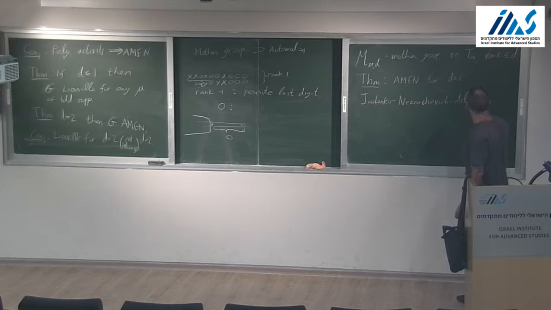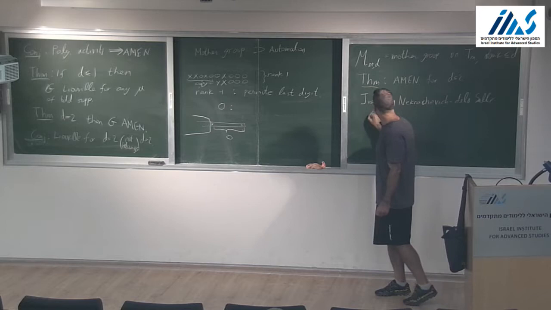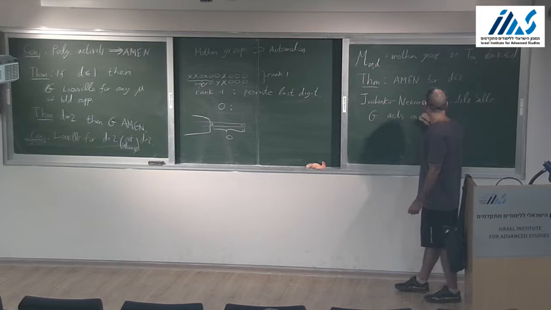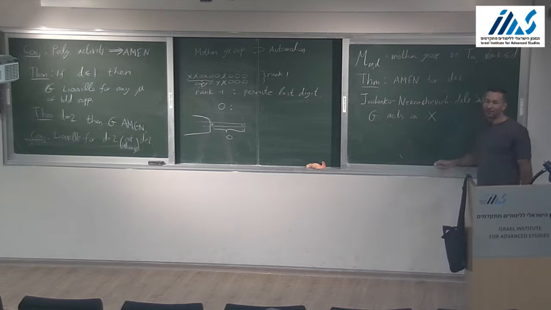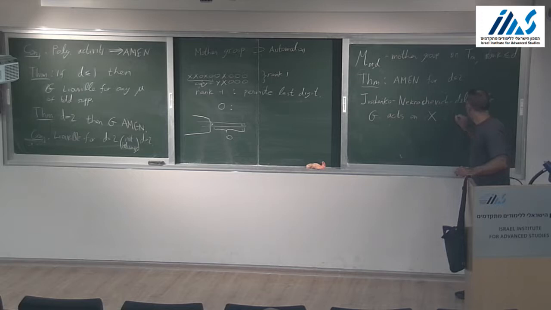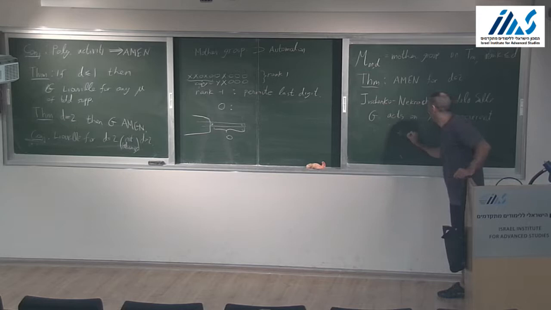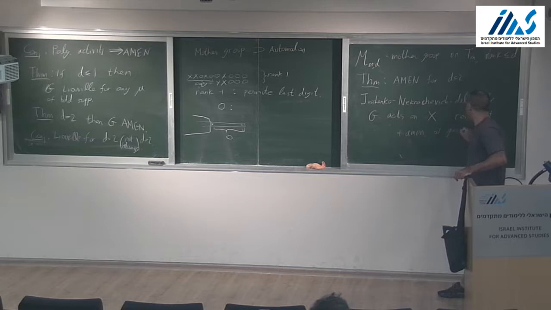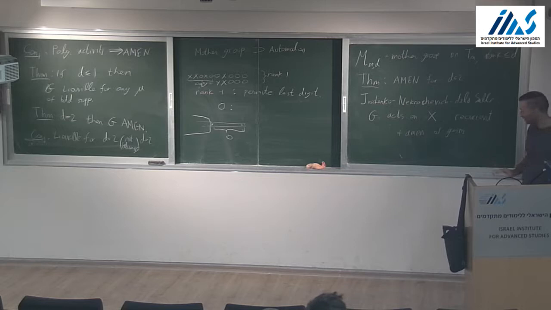So if G acts on some space X and the Schreier graph is recurrent, where in the Schreier graph you just connect every x to the image of it under some of the generators of G, plus you need a condition of amenability of the germ groups. Roughly, you want to know the action on neighborhoods of points and you want this to be amenable, then they conclude that the group is amenable. So this is a general tool that they developed.